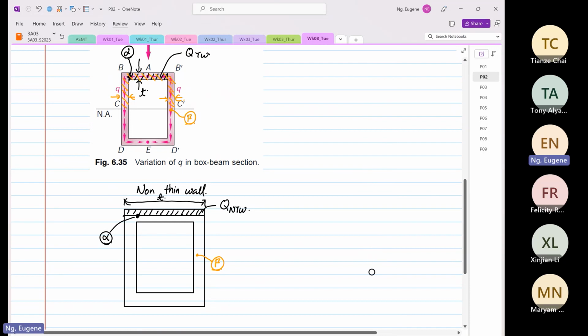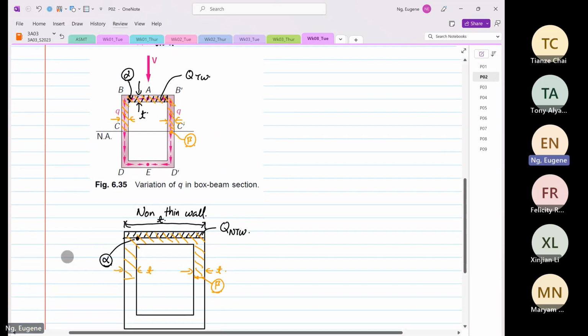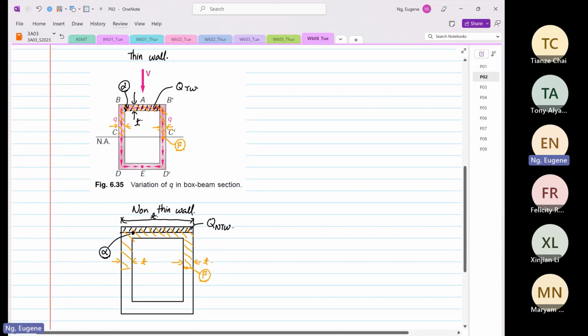For beta, for non-thin wall, it's the same. The area that you take is this entire area, and the thickness that you consider is this thickness. So as I said, there are some similarities. There are also differences. So this is for the box beam. I hope you all can see the difference.